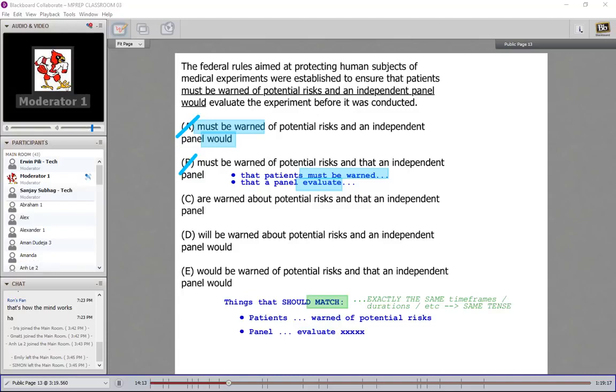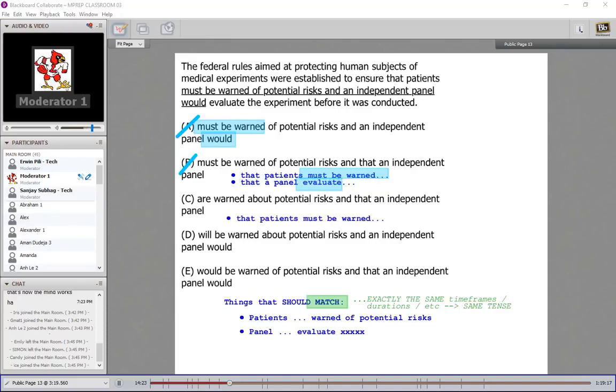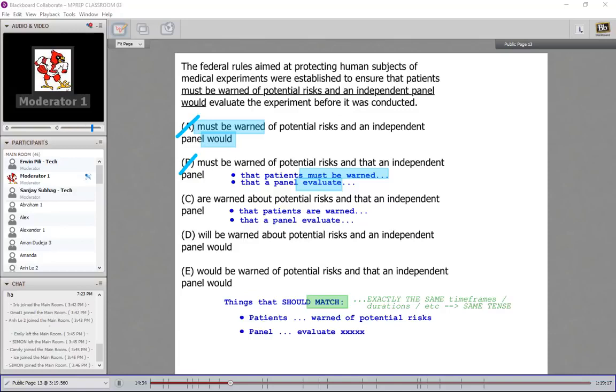Okay, this one, C's got kind of the same problem as B does. You've got that patients are warned, which is also incorrect by itself, and we'll talk about that in a moment. But then you also have that a panel evaluates. Again, these are not the same type of thing. These do not match each other. And then we have choice D, which nobody picked, so that's good. Well, you have one will and one would. And then finally in E, it's perfect.